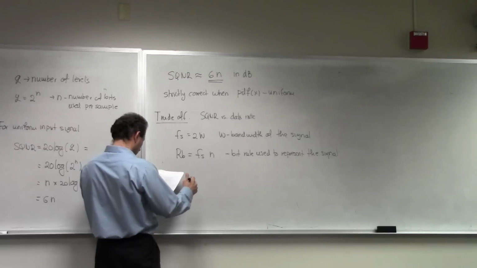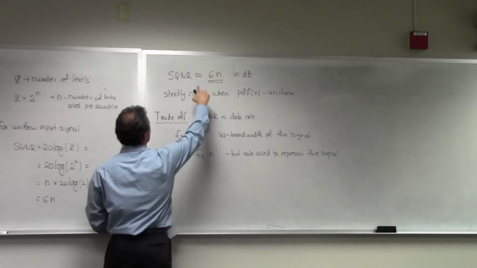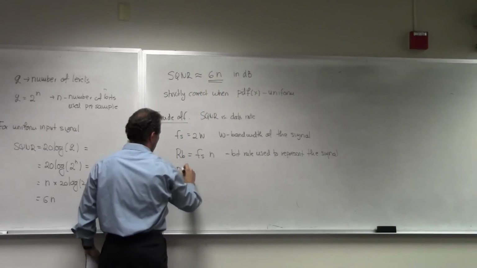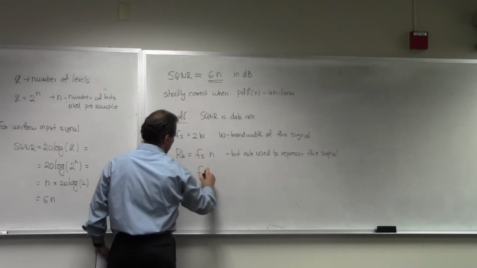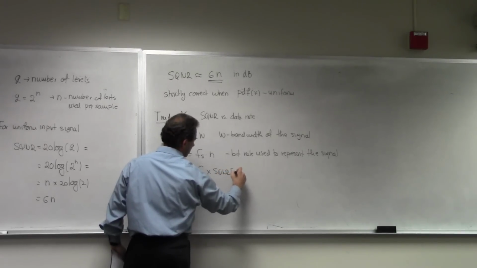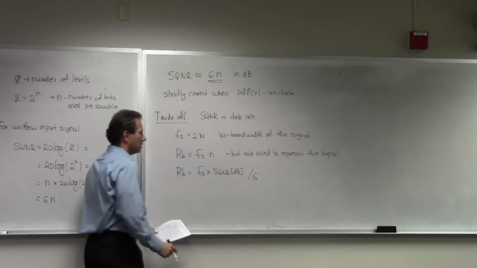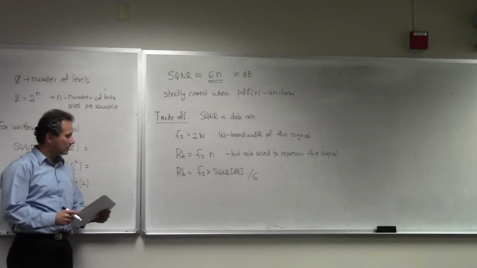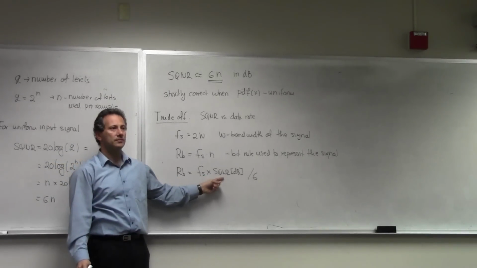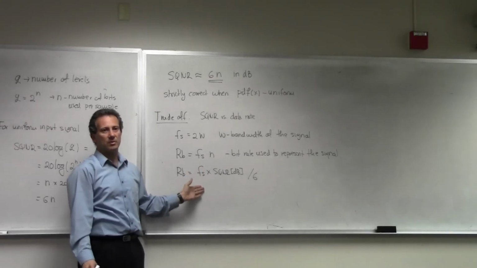for a voice signal. Now, I know that n can be written as SQNR in dB divided by 6. So your RB is going to be Fs times SQNR in dB divided by 6. So this is where it tells you the price you pay. If you want high SQNR, you pay that in bit rate, and the relationship is 1-to-1.